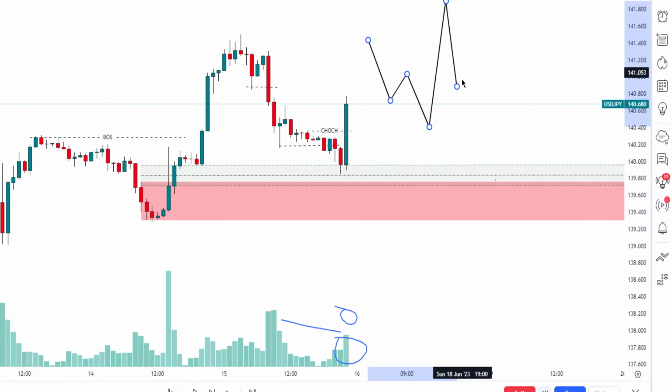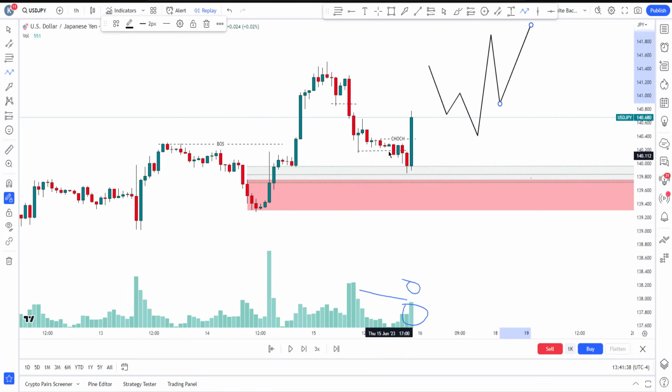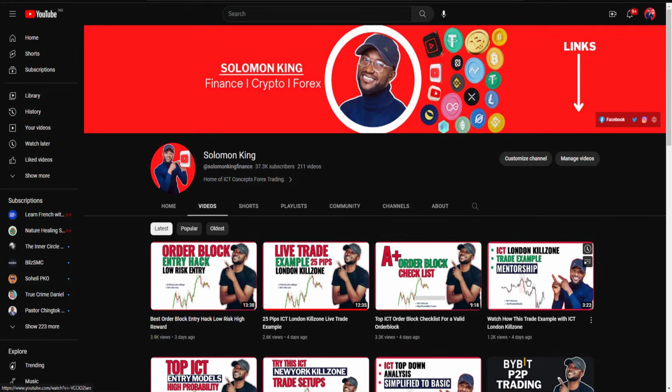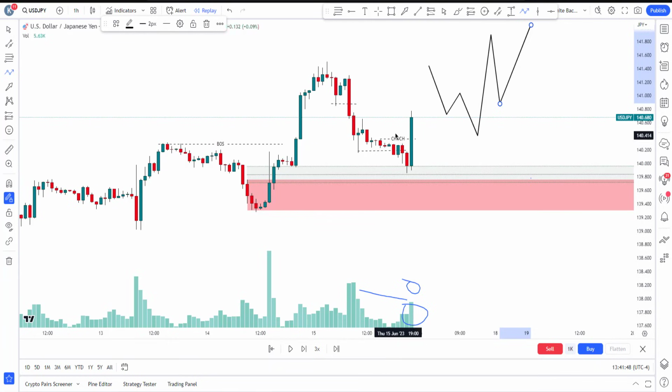Okay, if you have trained your eyes to see this, you're going to see them time and again. This is a breaker block, and I shared some entry models with you in this particular video. Where is it? This one, top ICT entry models. You're going to find valuable lessons there.